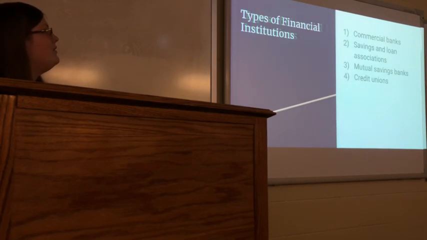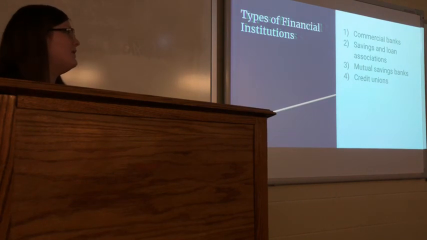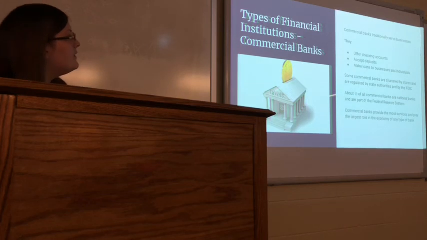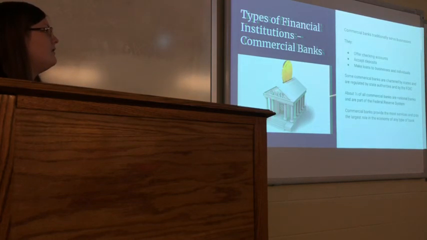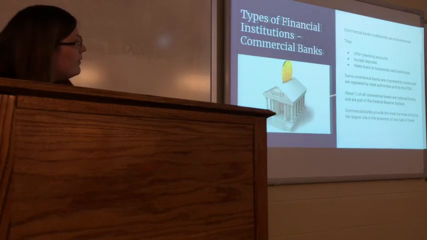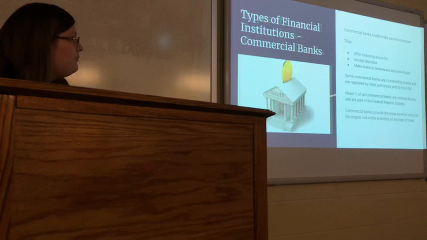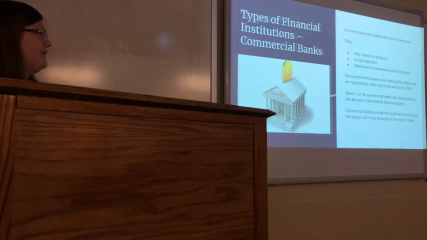Types of financial institutions: commercial banks, savings and loan associations, mutual savings banks, and credit unions. Commercial banks traditionally serve businesses. They offer checking accounts, accept deposits, and make loans to businesses and individuals. Some commercial banks are chartered by states and are regulated by state authorities and by the FDIC. About a third of all commercial banks are national banks and are part of the Federal Reserve System. Commercial banks provide the most services and play the largest role in the economy.